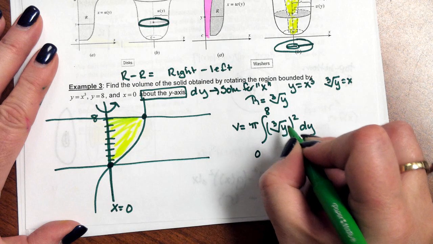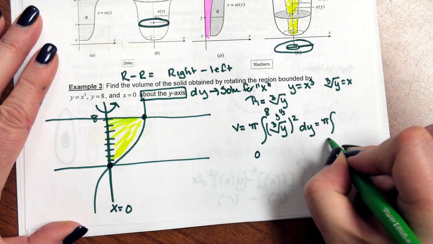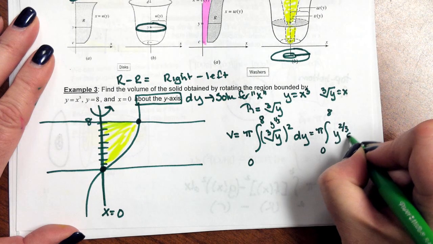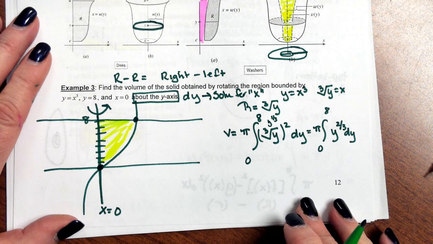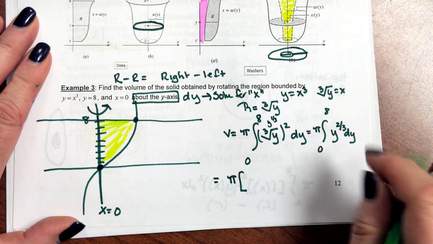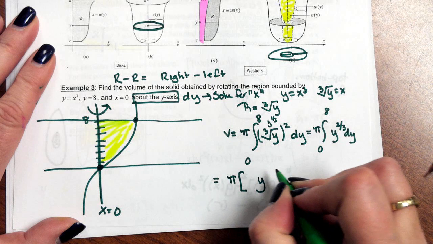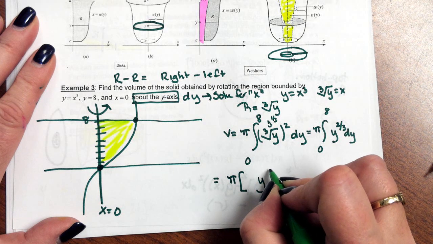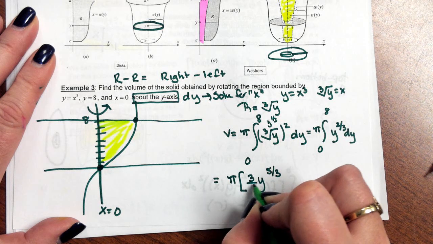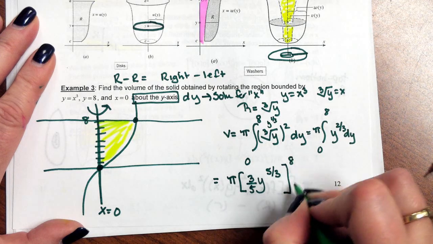So again, I know cube root of y is actually y to the 1/3, and when I square that, that's going to give me pi going from 0 to 8 of y to the 2/3 power, dy. So then when I integrate, I'm going to have pi times. When I integrate y to the 2/3, that's going to give me y to the 5/3 divided by 5/3 or multiplied by 3/5. And again, I'm going to evaluate this from 8 to 0.